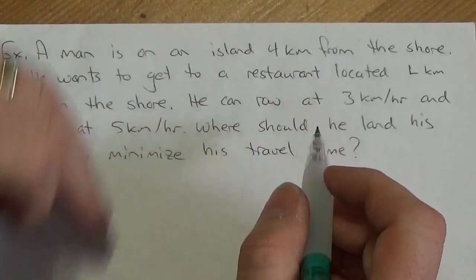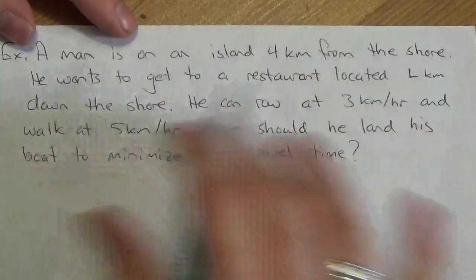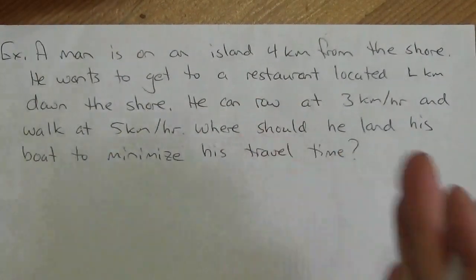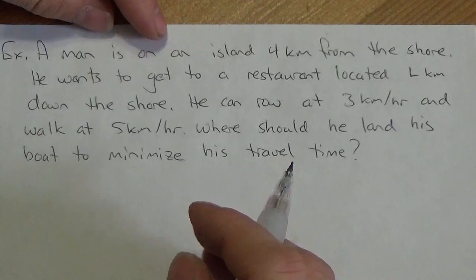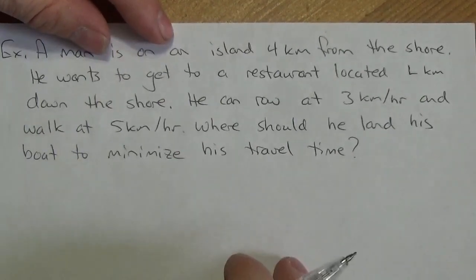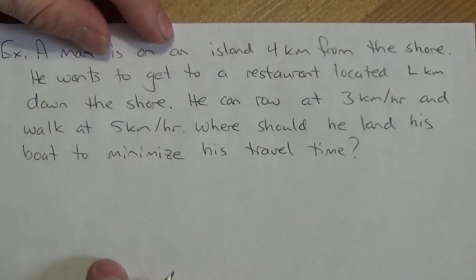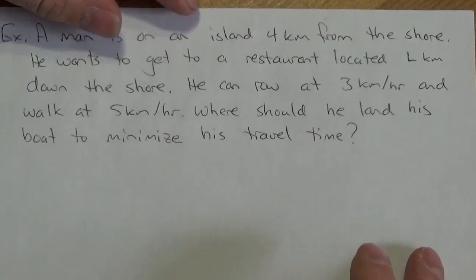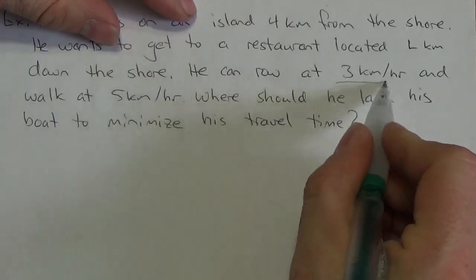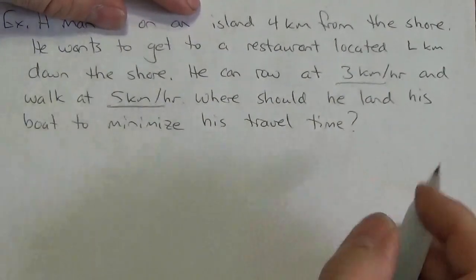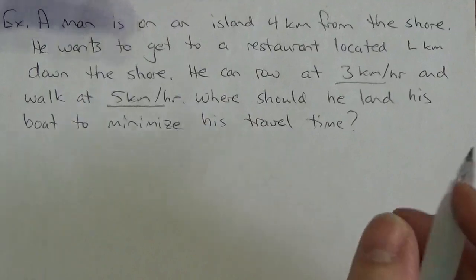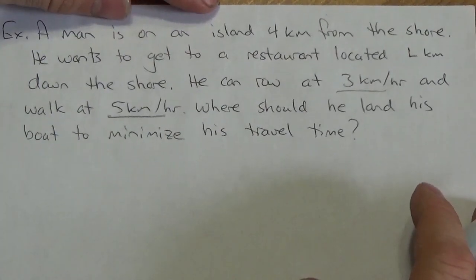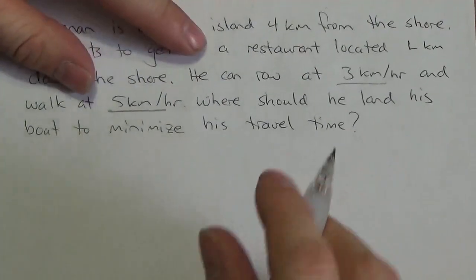A man is on an island 4 kilometers from the shore, and we assume it's a straight shore. He wants to get to a restaurant located L kilometers down the shore. Okay, now that's not L kilometers from his island. It's L kilometers as if he was to go straight to the shore and go L kilometers over, that's where the restaurant's located. Now, he can row at 3 kilometers an hour, and he can walk at 5 kilometers an hour. So where should he land his boat to minimize his travel time? Okay, where should he land his boat?